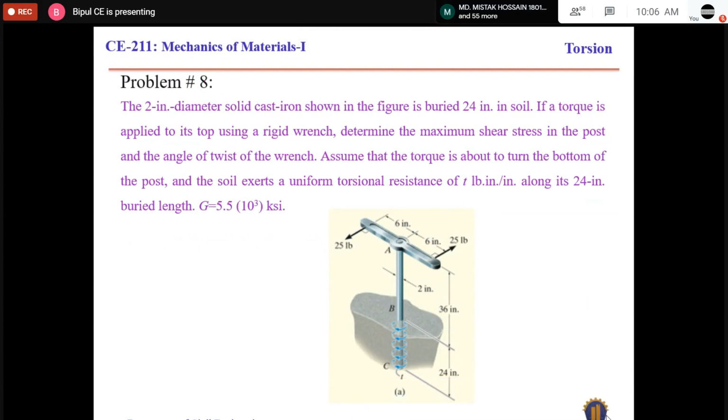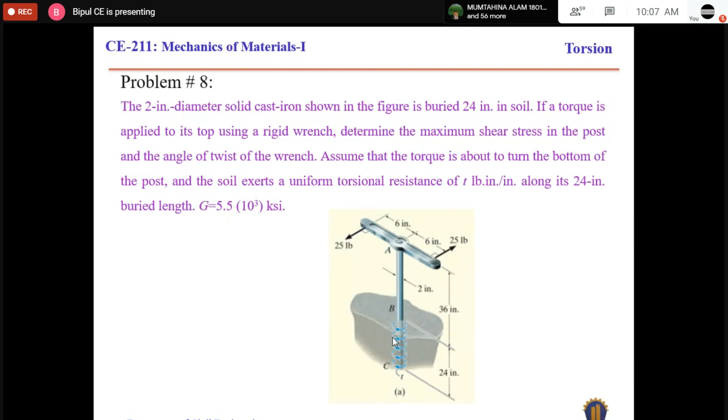It is another problem, problem number 8. In this problem, a solid shaft is inserted or buried into the soil using a torque wrench. This is a wrench. It is known as a torque wrench because torsional force can be applied through it. That's why it is known as a torque wrench.